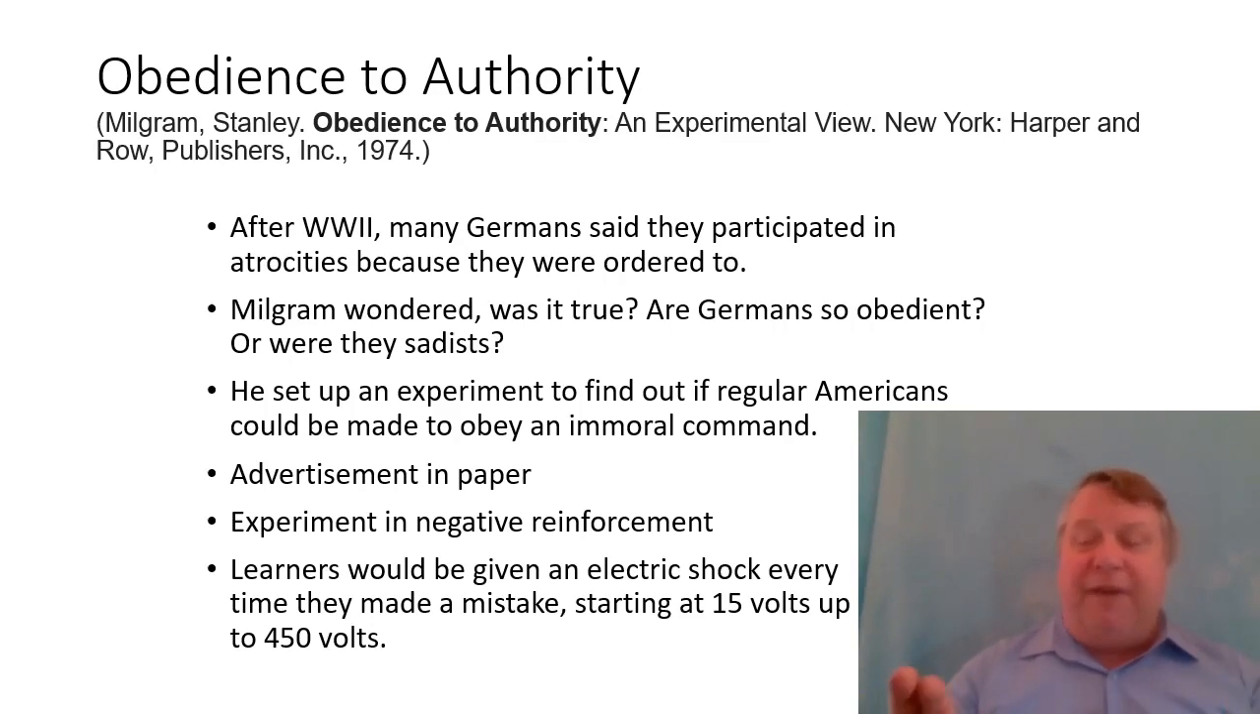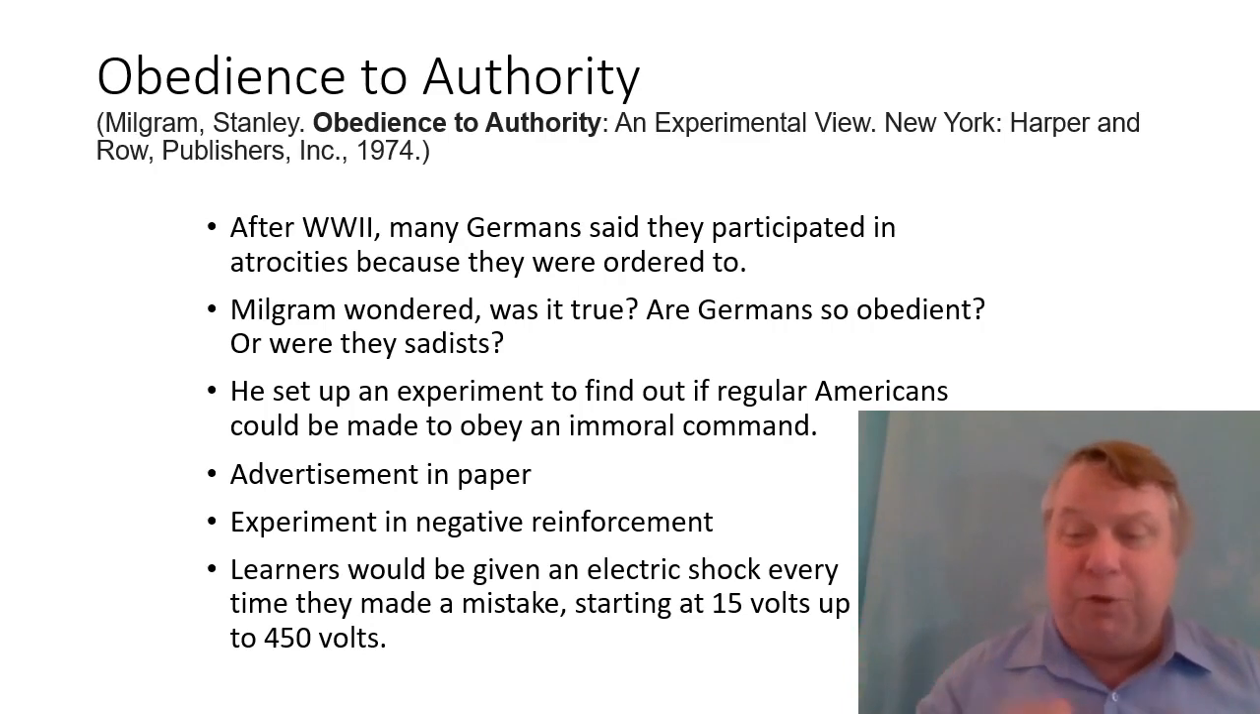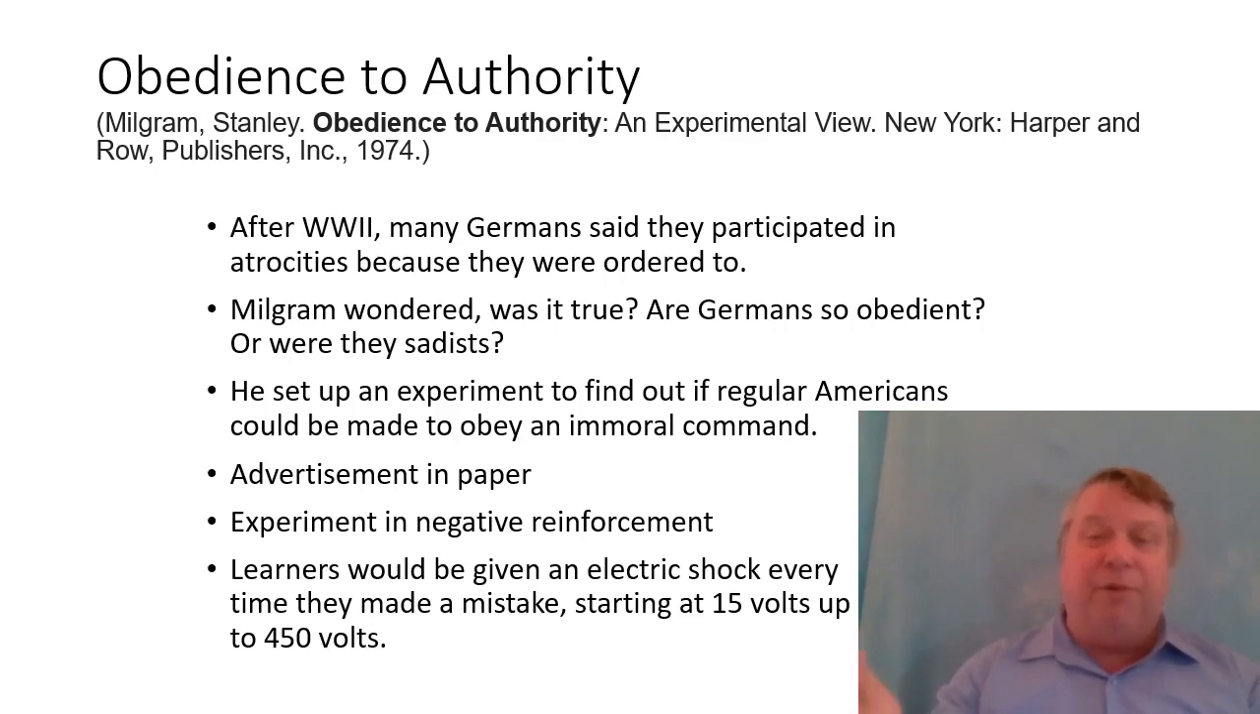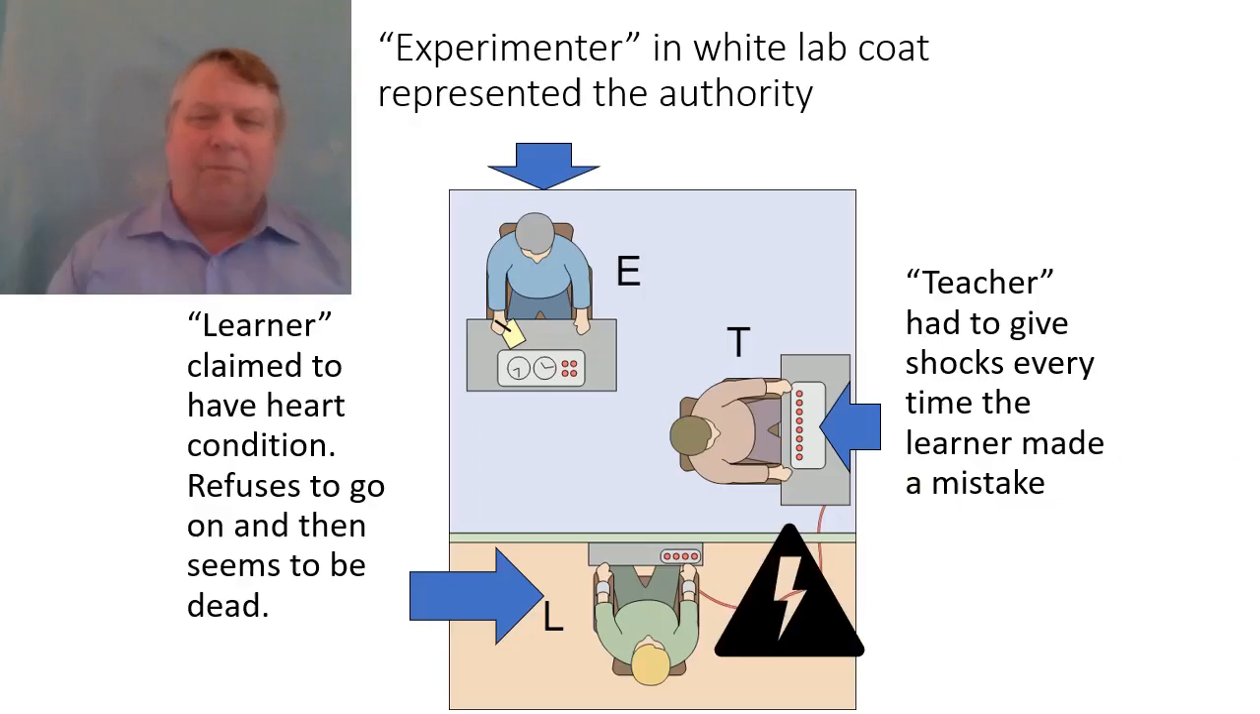He would have people come in, and he would tell them, we're doing an experiment in learning theory of negative reinforcement, which means we're going to expect you to memorize a number of word pairs, and if you repeat them correctly, you'll be fine. If you repeat them wrong, we're going to give you a zap, right? So every time you make a mistake, you can get a zap. And not only do you get a zap, but the next time you'll get a bigger zap. So this is how they set up the experiment.